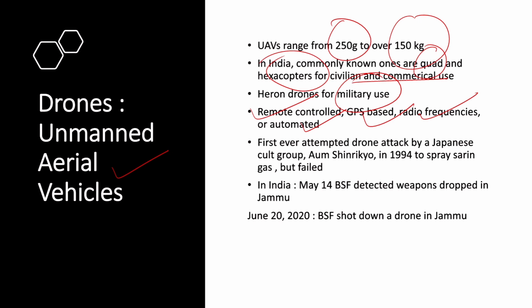The first ever attempted drone attack was by a Japanese cult group, the Om Shinrikyo, in 1994 to spray sarin gas, but it failed. The attack on Sunday was not the first incident, but the first successful incident, as on May 14 this year, the BSF detected weapons that were dropped in Jammu using a drone. Also, on June 20 last year, the BSF had shot down a drone in Jammu.